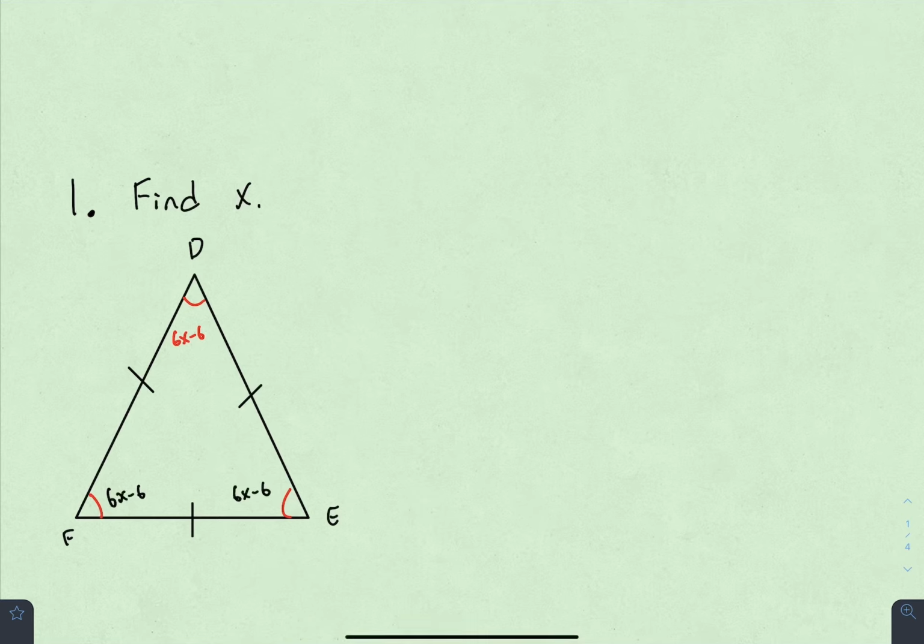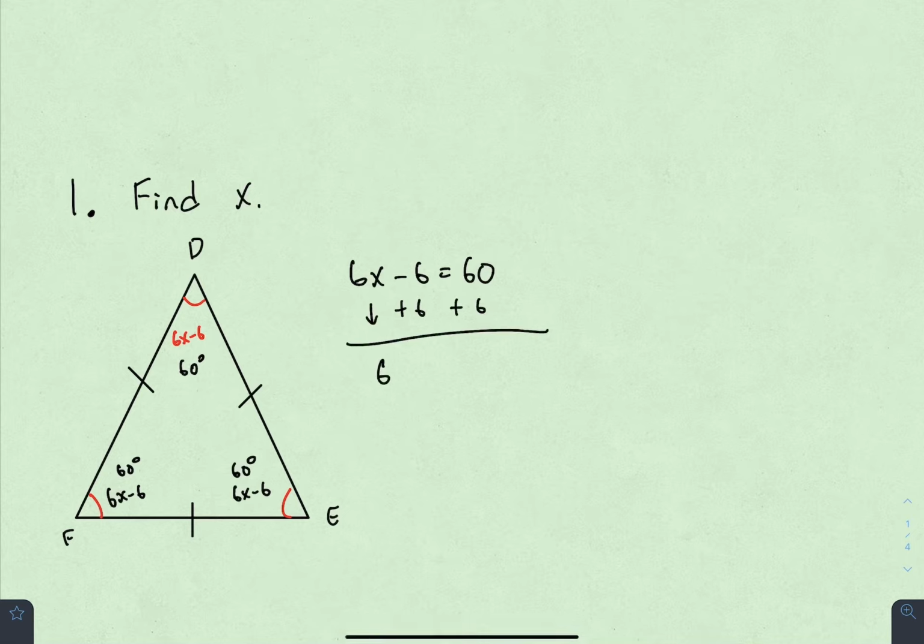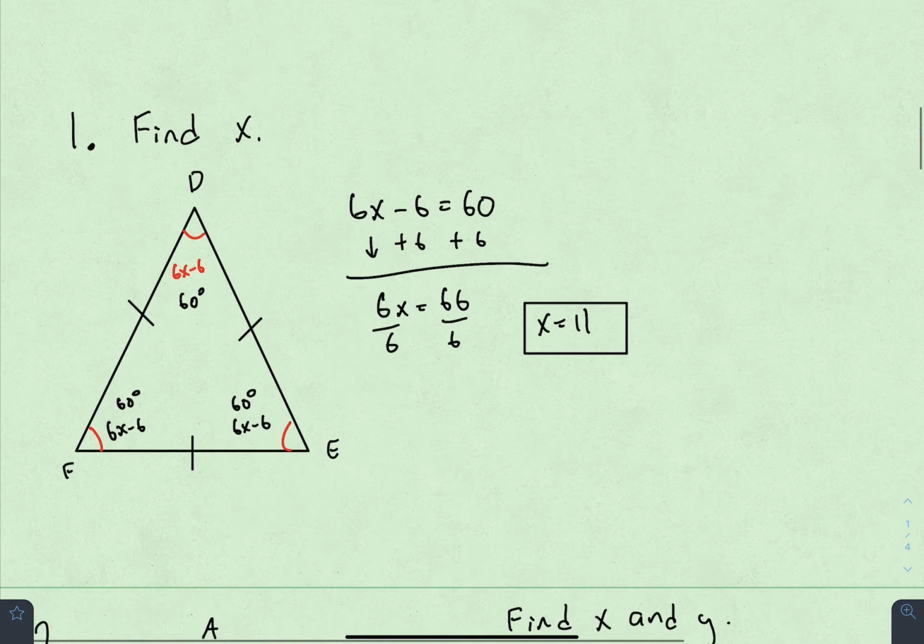So I could add all these up and set them equal to 180, but that's the long way. The short way would be to know that since it's an equilateral triangle, all three of these angles have to be 60 degrees. So I can take that 6x minus 6 and set it equal to 60. I'm going to add 6 to both sides. 6x is equal to 66, divided by 6, and x equals 11. Very simple stuff. Now I could have, again, added all of these angles up, 6x minus 6 plus 6x minus 6 plus 6x minus 6 to equal 180, but that's the long way. So remembering that each angle in an equilateral triangle is 60 degrees will always help you.